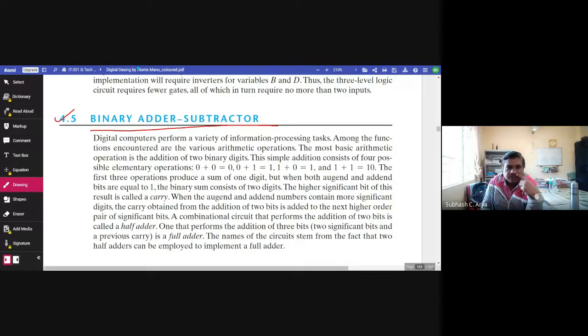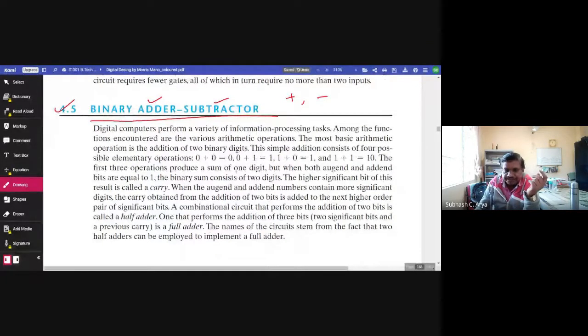So if no question is there, we can further proceed. As an example of combinational logic circuit, there is one important circuit called adder-subtractor. Basically adder is a different circuit, subtractor is also a different circuit, but in digital logic we can realize both functions, addition as well as subtraction, in the same circuit. We will see how, but let us begin.